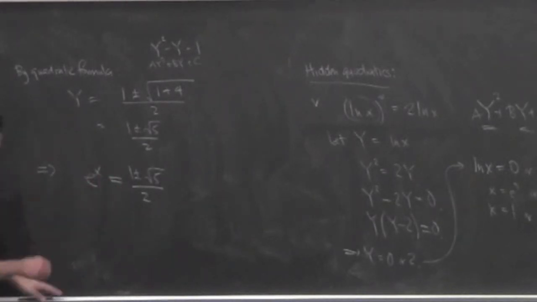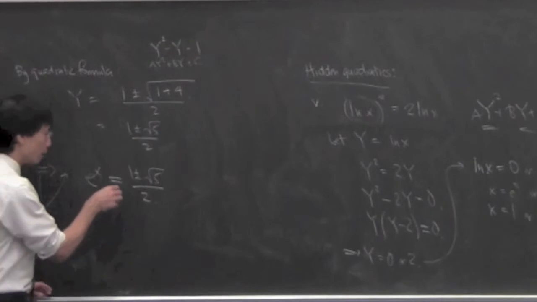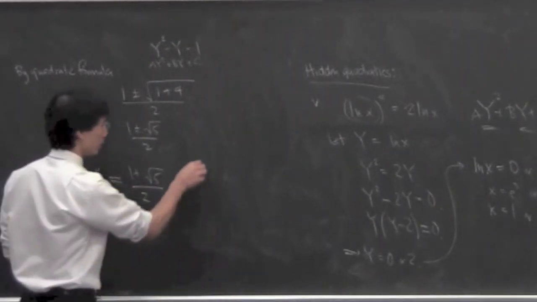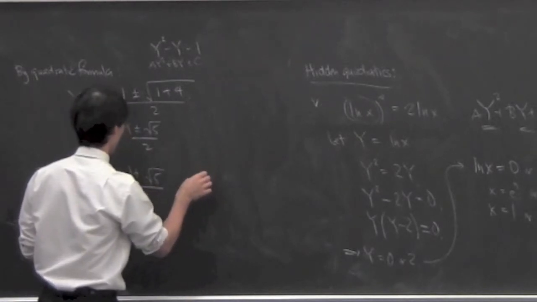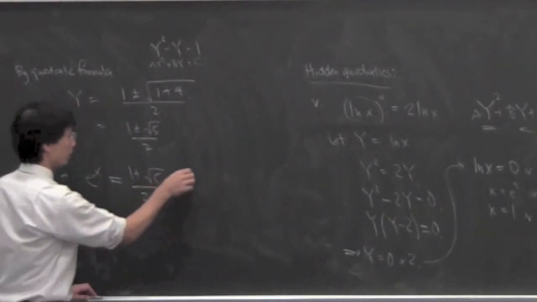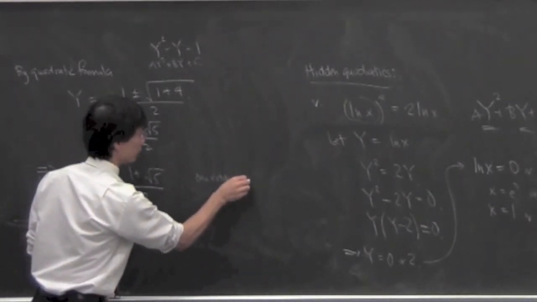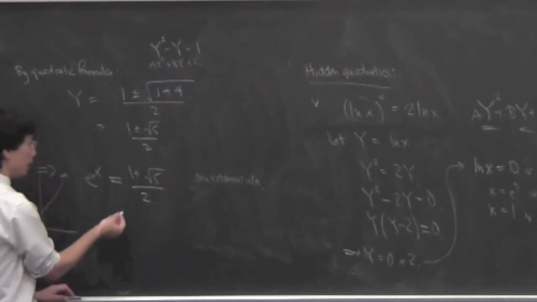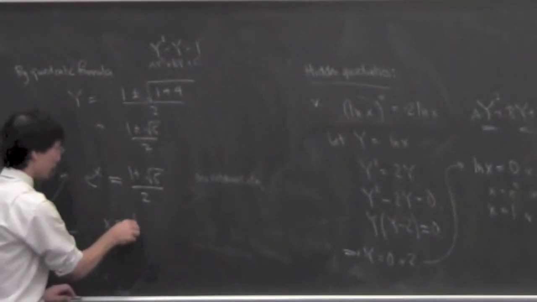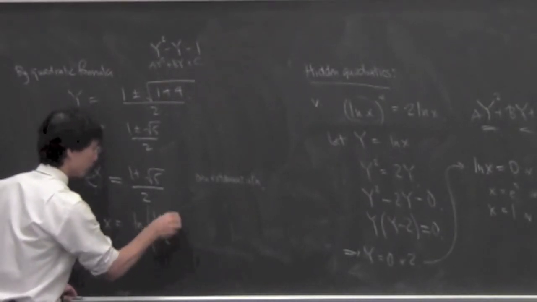e to the x, as we know, is never negative. And so one of these guys, the minus guy, is going to be an extraneous solution. Okay. And then to get x, of course, we take the log of both sides and we get that. This thing is the natural log of (1 plus root 5) over 2.